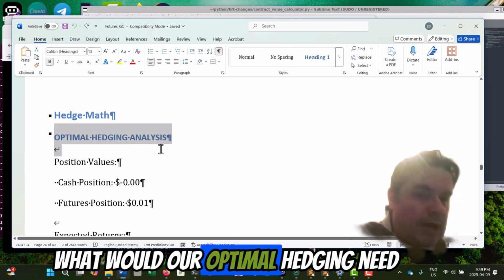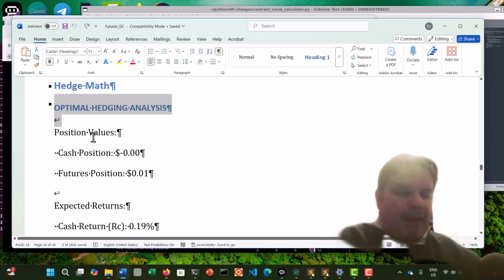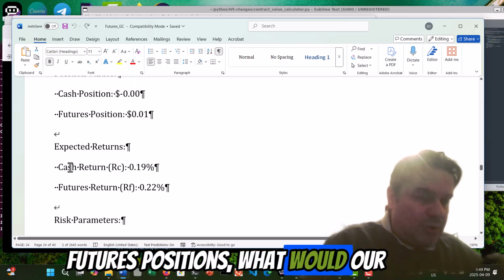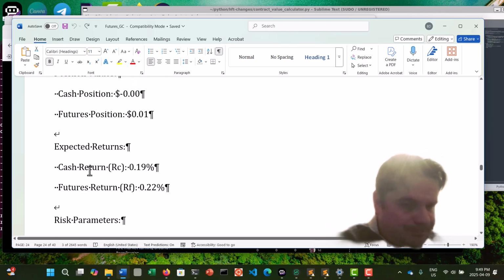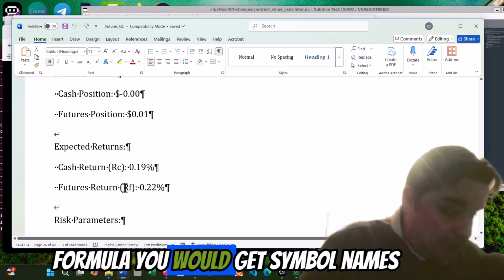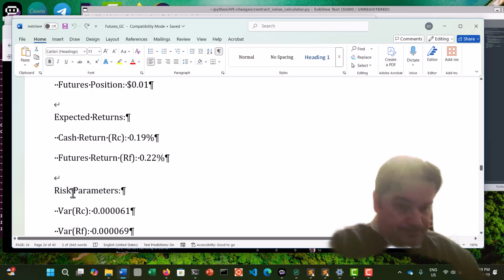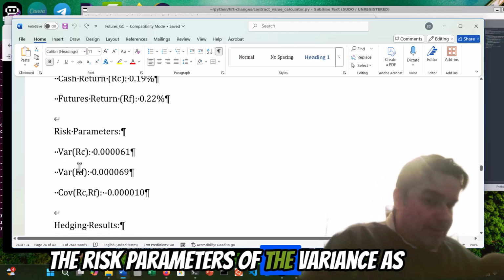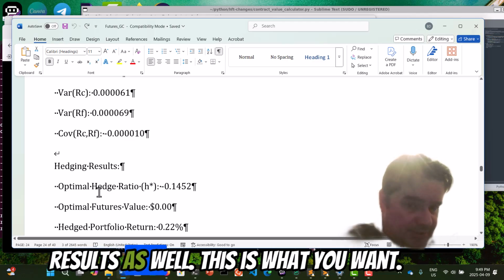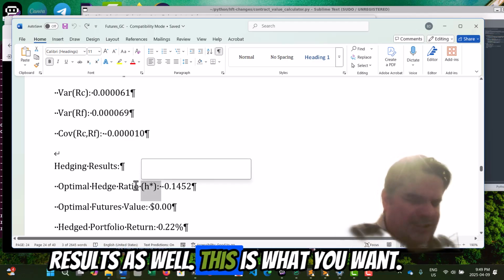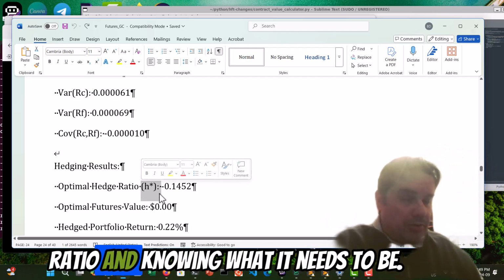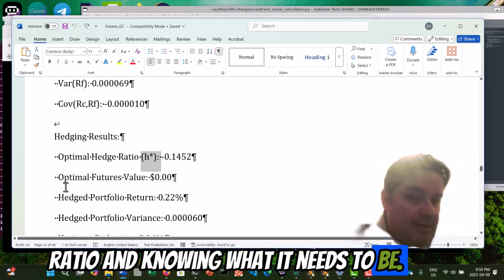Figure out what our optimal hedging need would be for position value on cash and on futures positions. What would our expected return be for the cash return and futures return? You can see here, if this was a formula, you would get the symbol names along with the risk parameters of the variance, the covariance, and the hedge results as well. This is what you want. That's how you set your optimal hedge ratio and know what it needs to be.